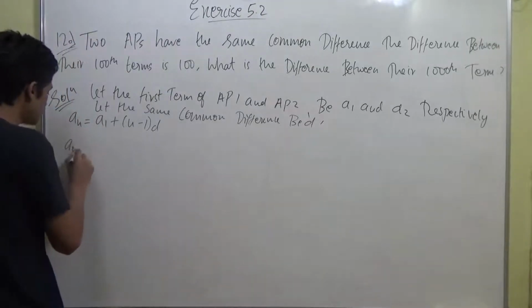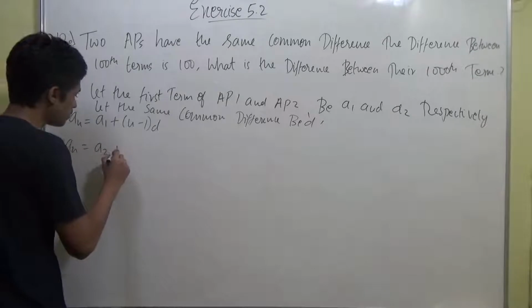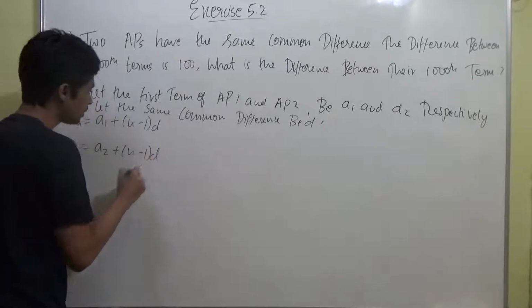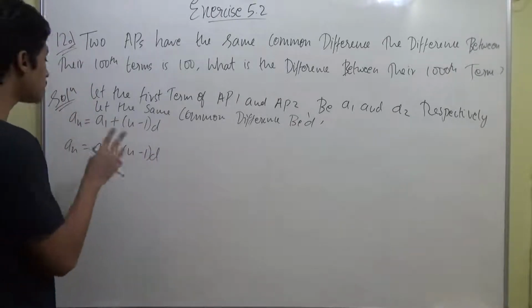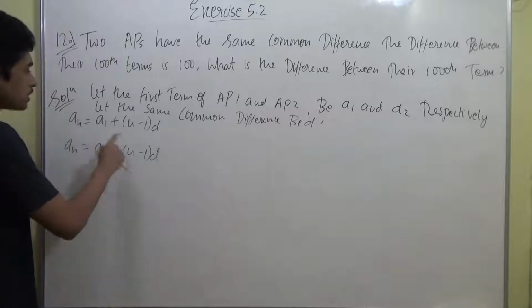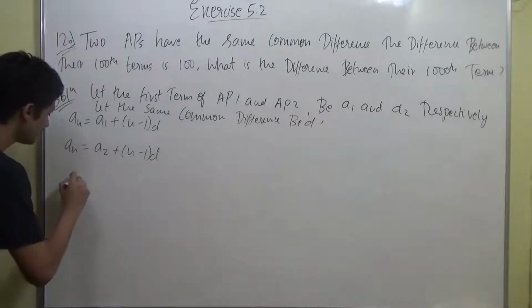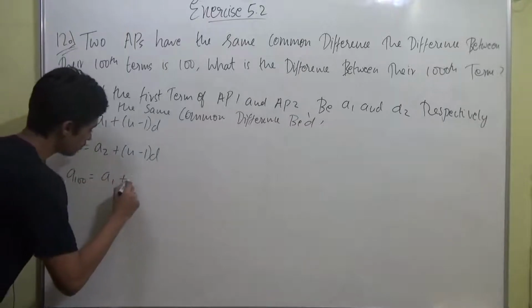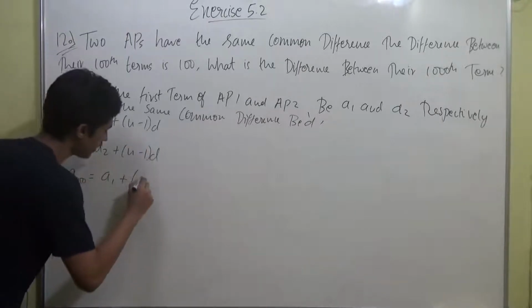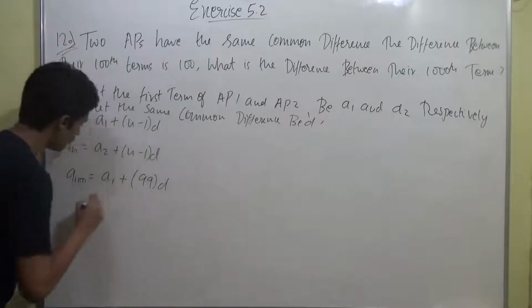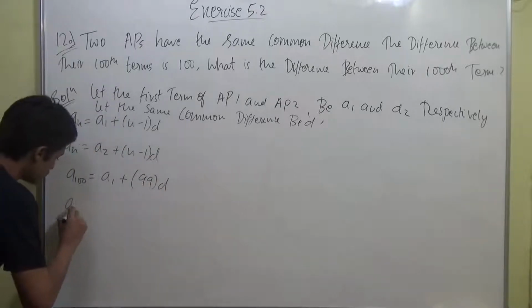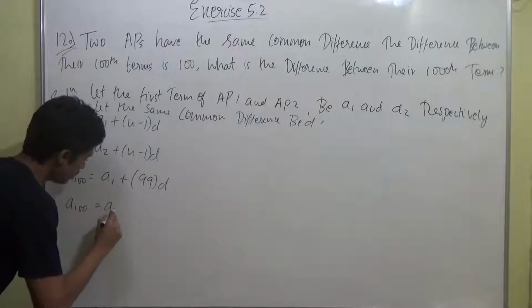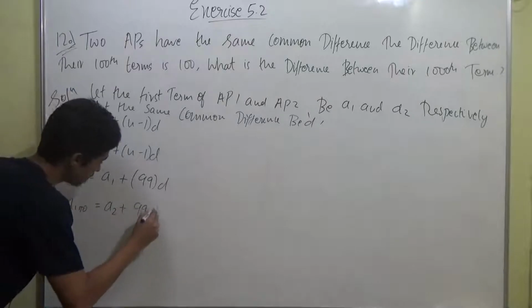So the first AP becomes A1 plus n minus 1 into D. The second AP becomes A2 plus n minus 1 into D. So they are saying the difference between the 100th term. For the first AP, the 100th term is going to be A of 100 equal to A1 plus 100 minus 1, 99D, and for the second AP, the 100th term is going to be A2 plus 99D.